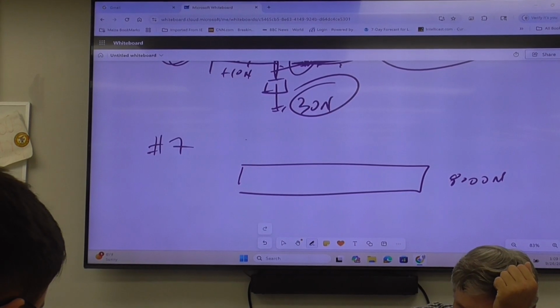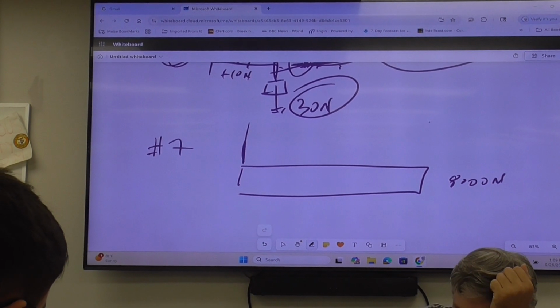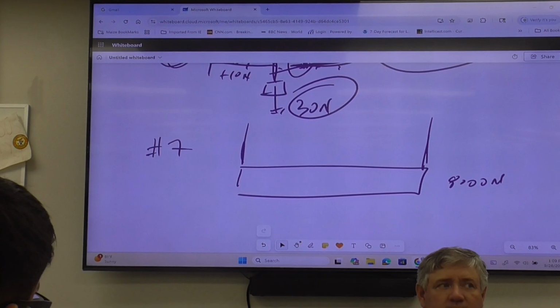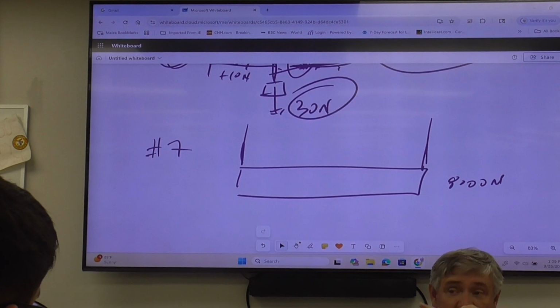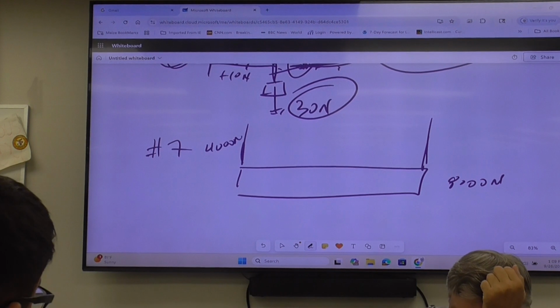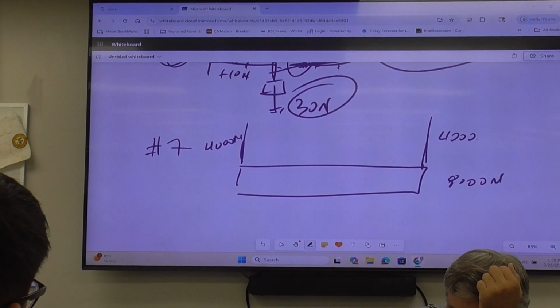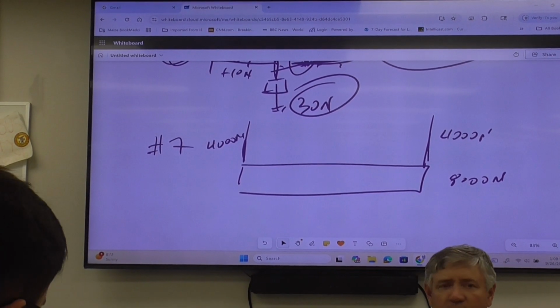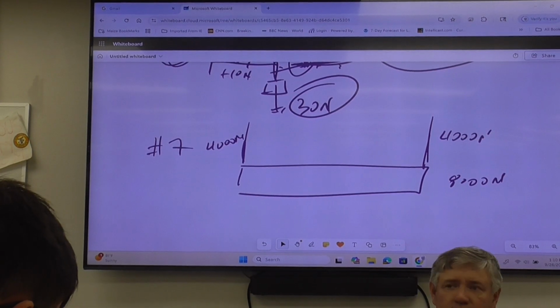But what if you had 2 cables and you lifted it like that where the cables were vertical? 4,000. Each one of those would be 4,000. Right? So no matter what, what does the sum of all of the vertical components have to add up to? 8,000.